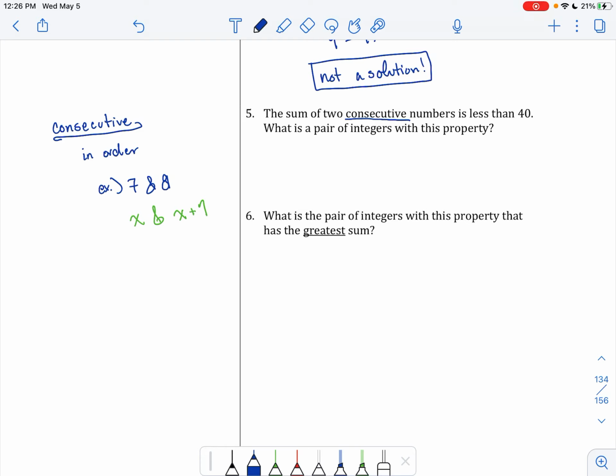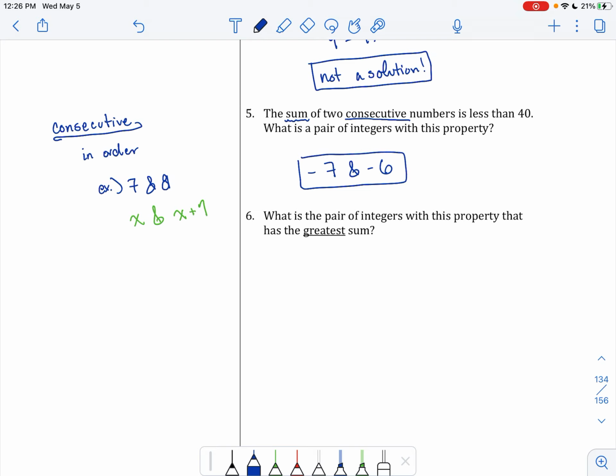3 and 4 have a sum, meaning that they add up to less than 40. 10 and 11 add up to less than 40. You can pick any number you want. Also negatives, of course. -7 and -6 add up to less than 40. All of these would be a fine set. You can make up your own if you like.